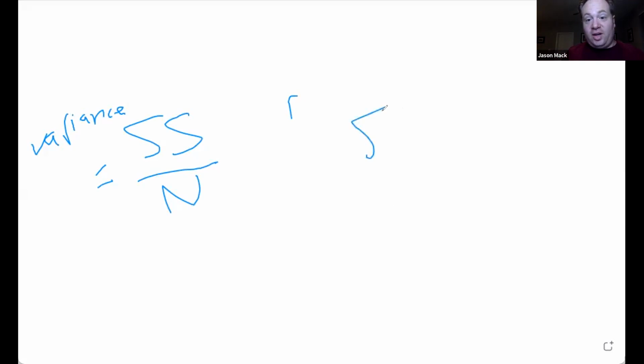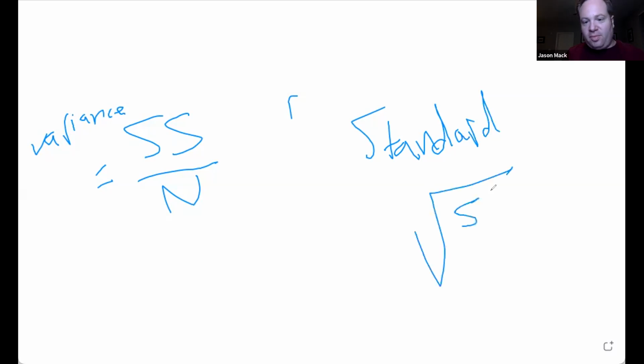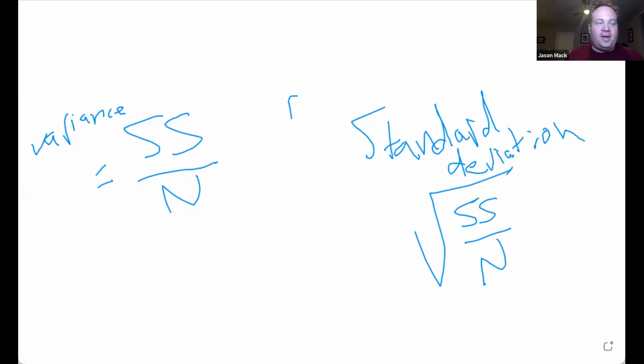Then for your standard deviation, just remember this. This will be a little bit easier than the way the book is telling us. The square root of the sum of the squares over n is the standard deviation, okay? Literally that easy. Sum of the squares over n, square root of the sum of the squares over n. I think that's a much easier way to think about the concept.